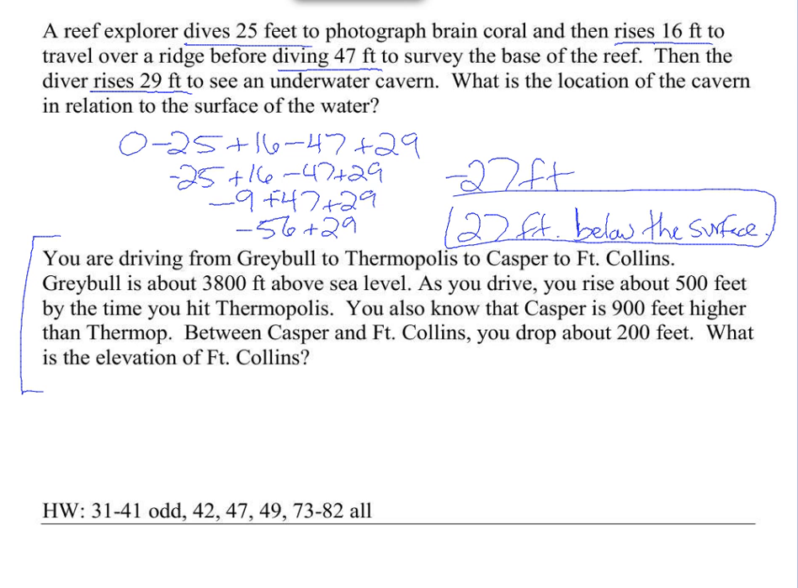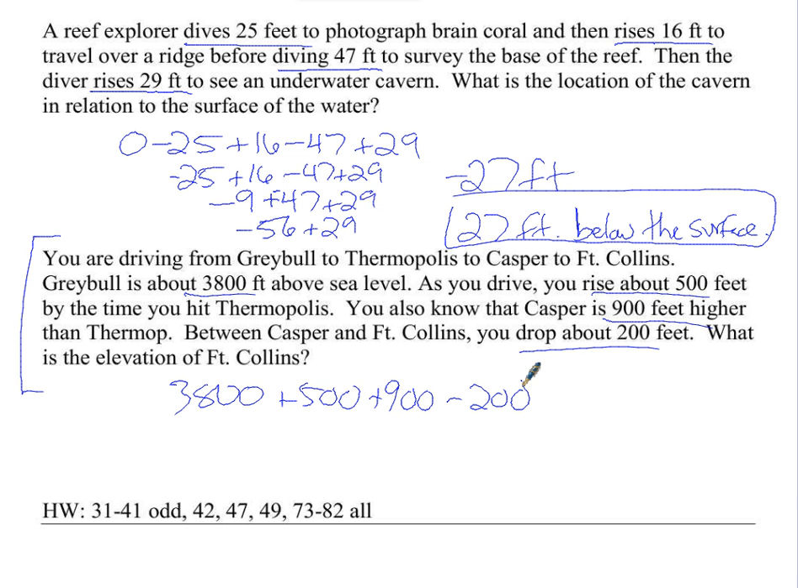We're starting out in Greybull at 3,800 feet. We're going to rise about 500 feet to get to Thermopolis. We're going to go up another 900 feet to get to Casper. And then between Casper and Fort Collins, we drop 200 feet. Dropping there would be subtracting. So our problem is going to look like this. 3,800 from Greybull. And then we're rising 500 to Thermopolis. We're rising 900 to Casper. And then we're dropping 200 to Fort Collins.